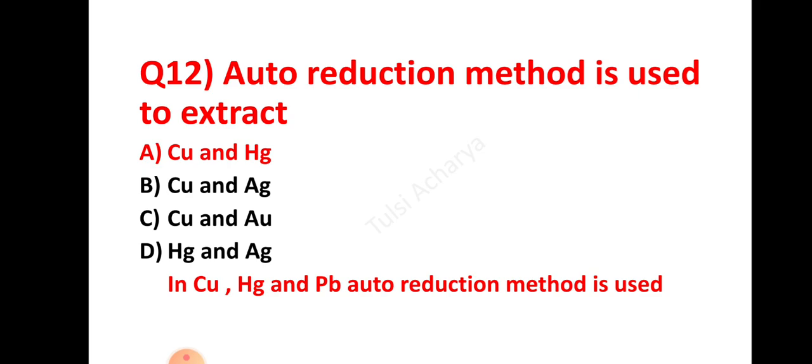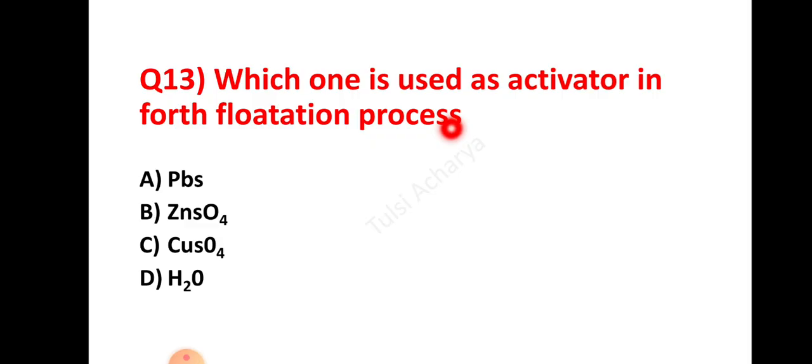Now let's move to question number 13. Which one is used as activator in froth flotation process? In froth flotation process, we use CuSO4 as an activator. It activates, it promotes the rate of reaction. CuSO4 is the right answer for question number 13.